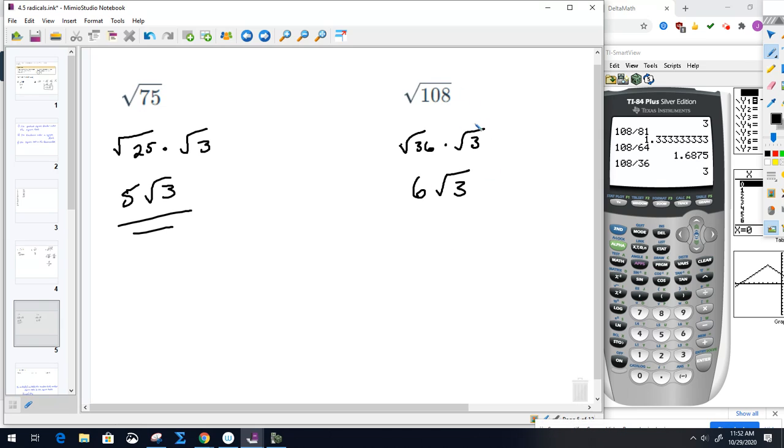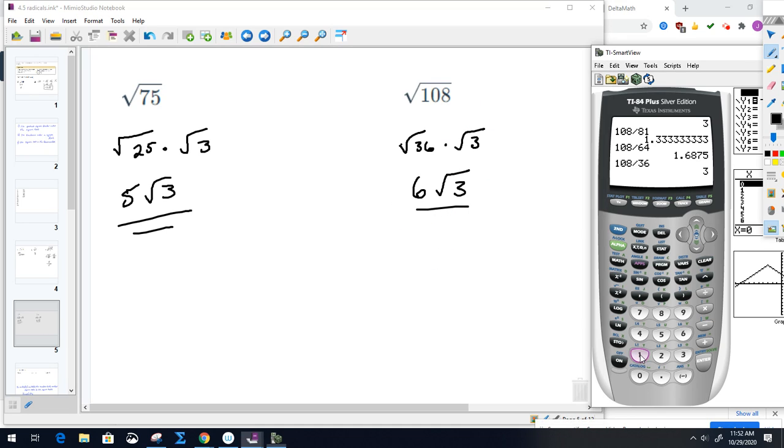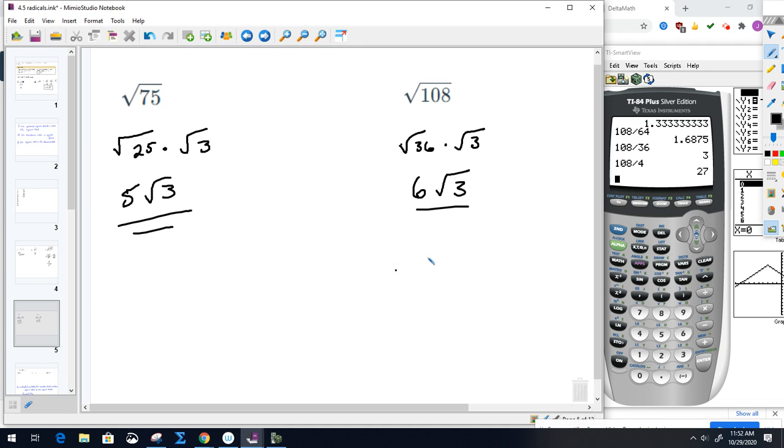Now, let's say that you were doing this problem and you said, oh, I think 108 is divisible by 4. And it works. So let's say you wrote 108 as the square root of 4 and the square root of 27, and you simplified 4 to 2. This would technically be wrong. Why is this a wrong answer?